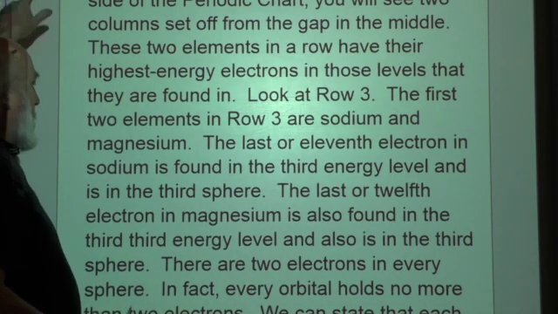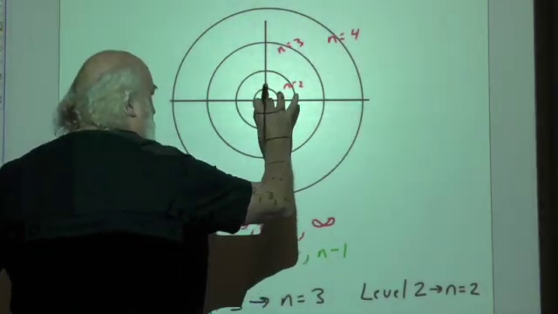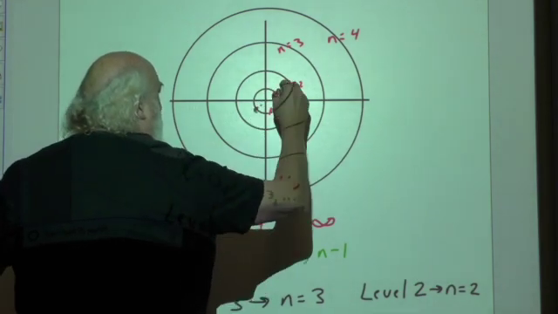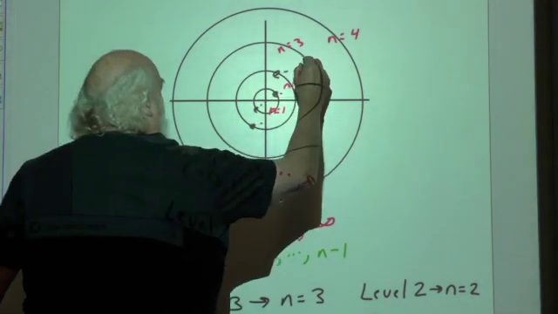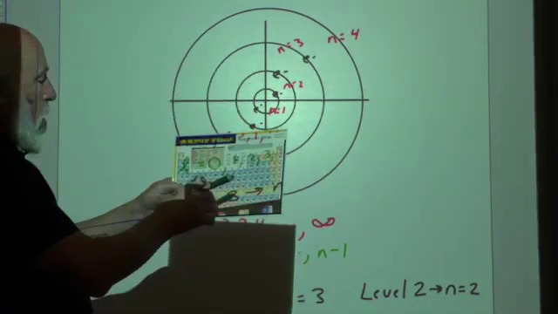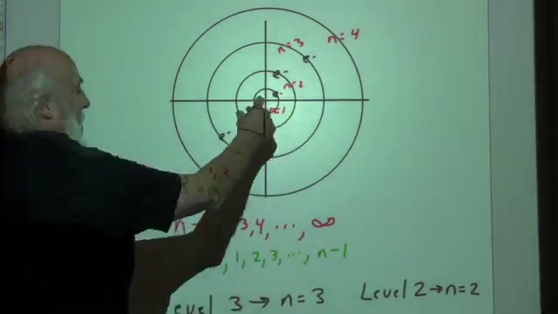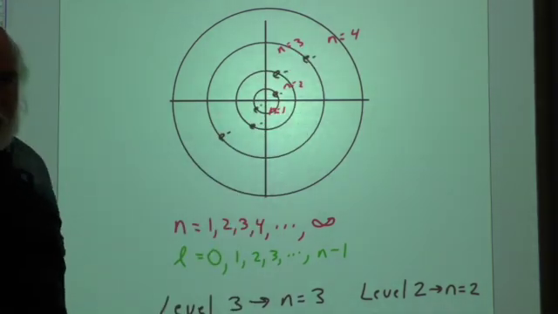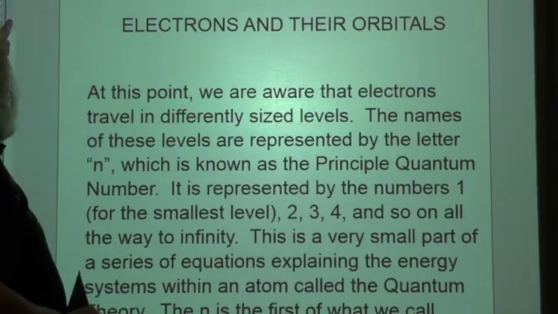So what that is saying is that here we have 2 electrons in the first sphere, 2 electrons in the second sphere, and 2 electrons in the third sphere. These are the highest energy electrons for all those elements found in the first 2 columns on the left-hand side. So we call these 1s electrons, we call these 2s electrons, we call these 3s electrons. Okay? All right. So let's get back to what we've got here.